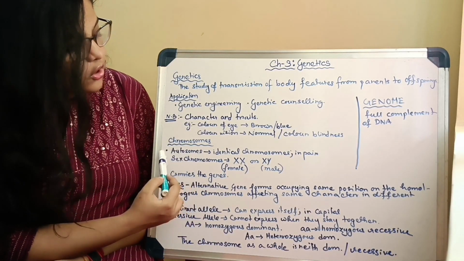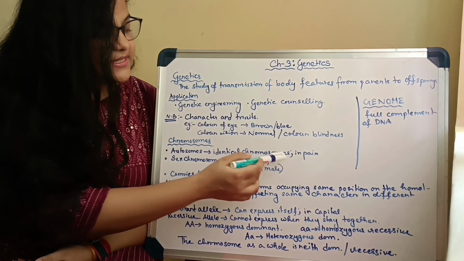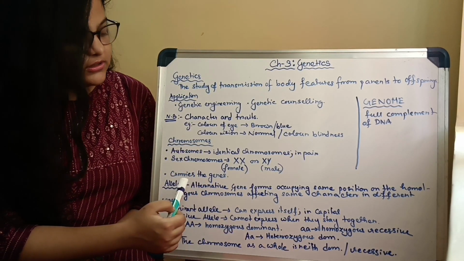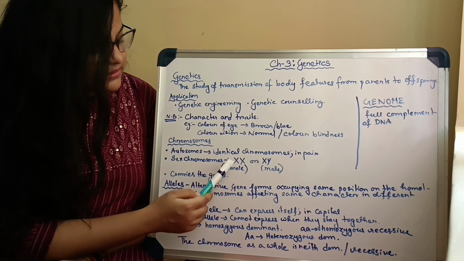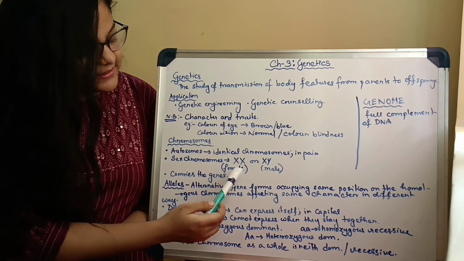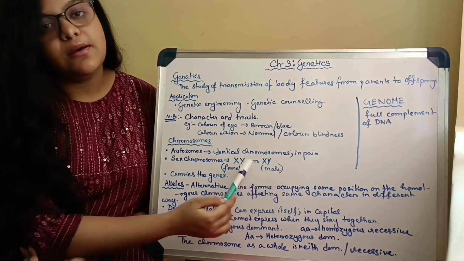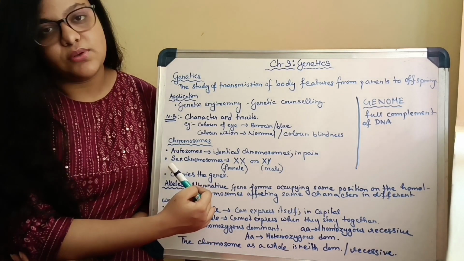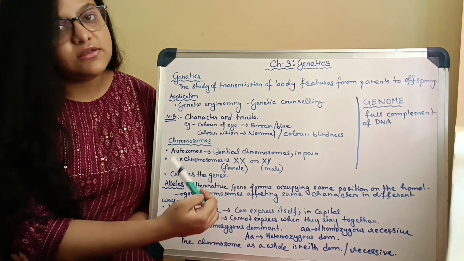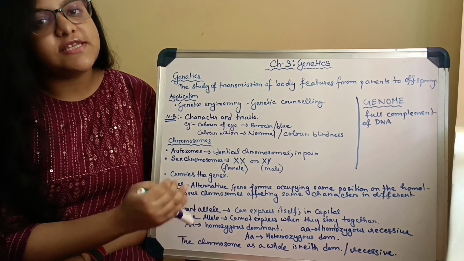So what are the autosomes? Autosomes are the identical chromosomes which do not differ in any way, and they stay in pairs. Now, what are sex chromosomes? Sex chromosomes are a bit different from each other within the pair. They exist in two types, the XX type and the XY type. The XX type is the female chromosome and the XY type is the male chromosome. We can understand why it is known as the sex chromosome, since it determines the sex of the offspring.